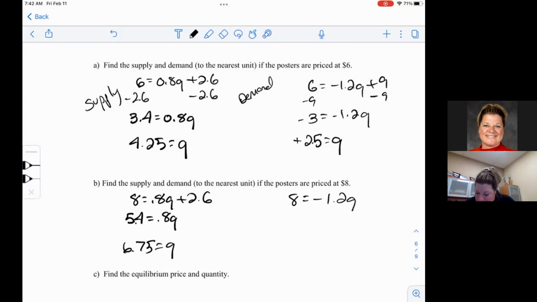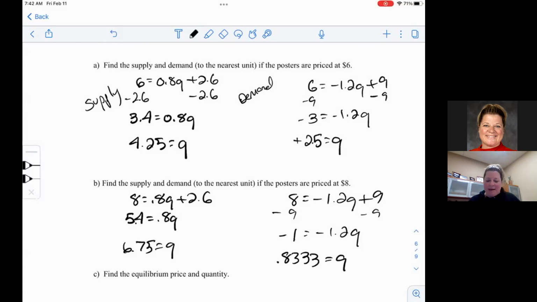And then the demand at $8 equals the negative 1.2 Q plus 9. So I minus the 9 over, and this time I'll make sure to write my -1 equals -1.2Q. So -1 divided by -1.2 is going to be a decimal of about 0.8333 equals Q. So what does that tell me? It tells me as the price goes up, your demand goes down.